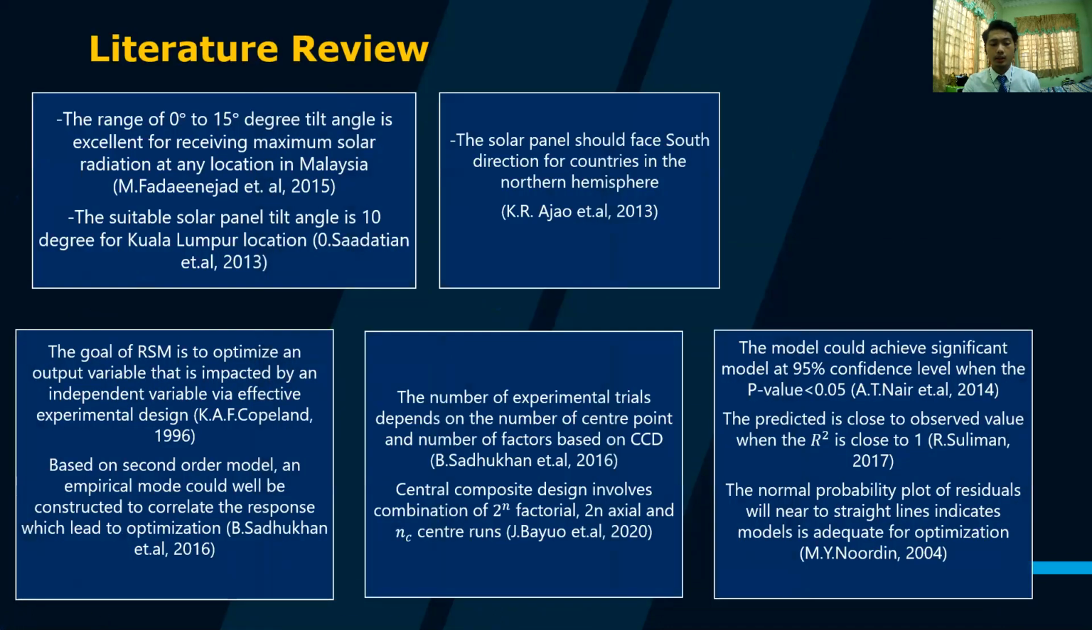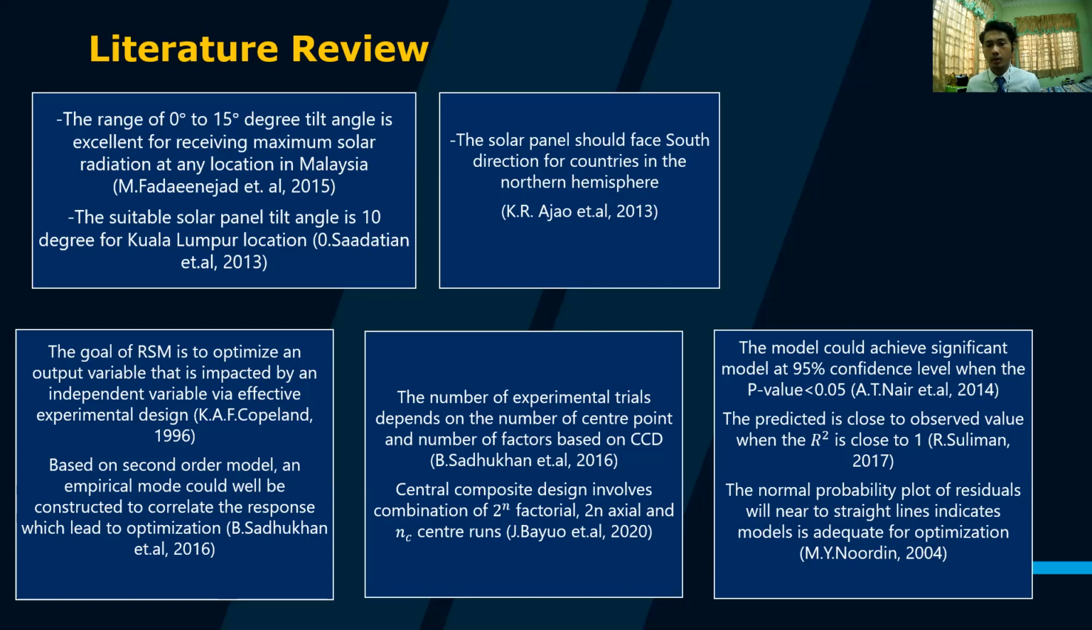Next, I move to the literature review. Many researchers have investigated the optimal tilt angle and direction in many places in the world, and I only focus on Malaysia due to the local geography characteristic. So from Fathi Eneja in 2015, he said that the range of 10 to 15 degree tilt angle is excellent for receiving maximum solar radiation at early location in Malaysia. And KR Ajo in 2013 said the solar panel should face south direction for countries in the northern hemisphere.